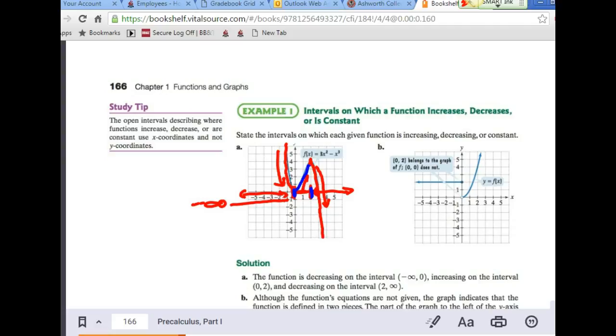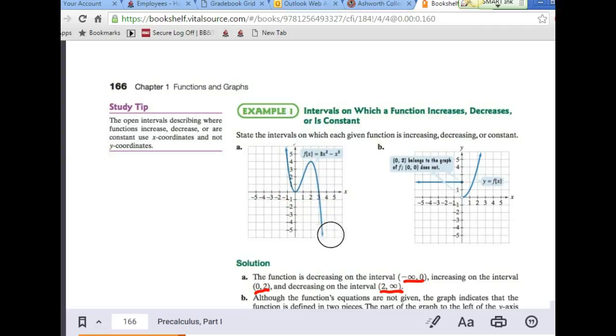And then again, the graph is decreasing again once we go past 2 on the x-axis. So the graph starts decreasing again, and so that interval would be from 2, and then way out here is considered positive infinity. So that's why they've written this in the way they have. This is called interval notation. Okay?